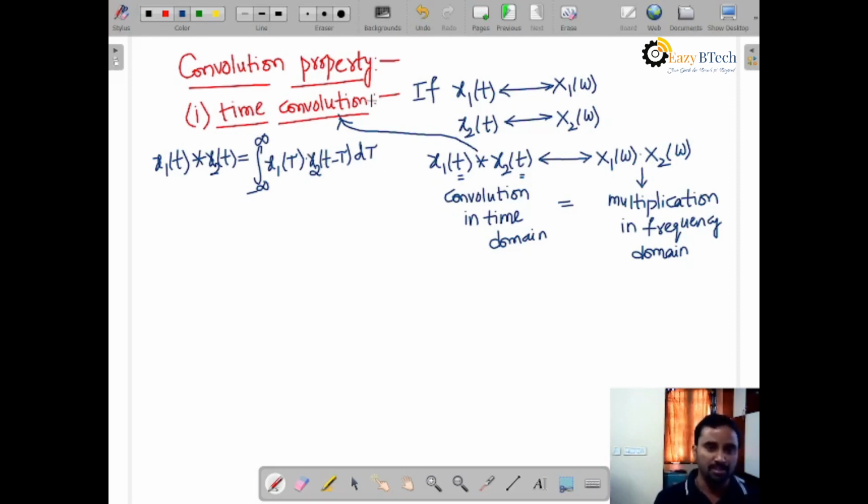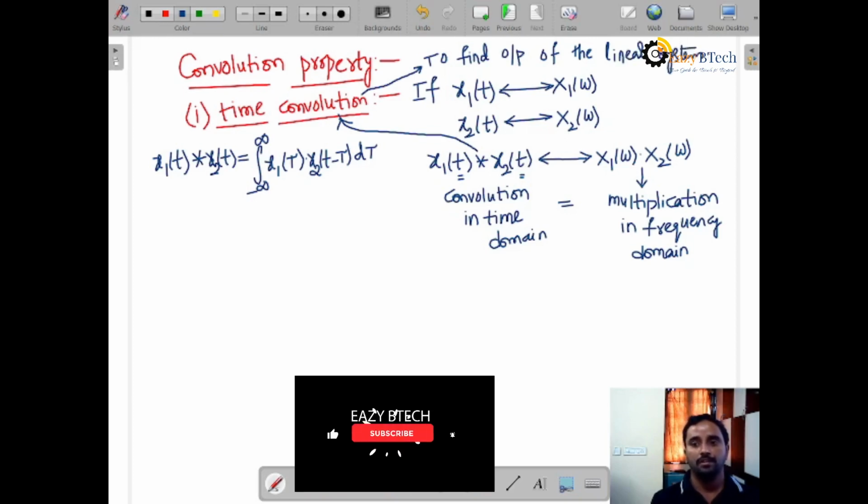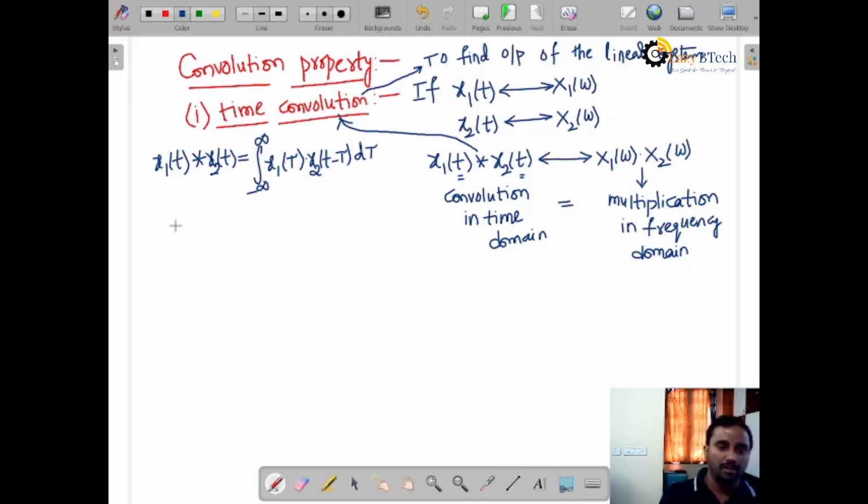And this convolution is very important, because using convolution we can find the output of an LTI system, a linear system. The output of the linear system is calculated with the help of convolution. So convolution is very, very important. Here you just remember the convolution integral, the convolution formula definition.